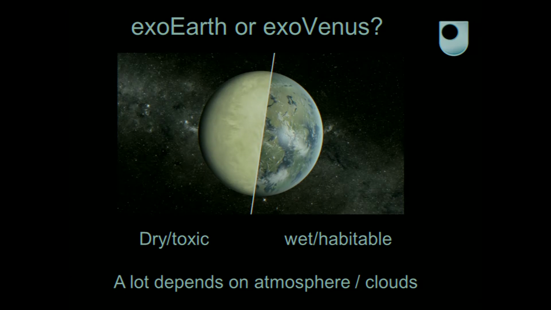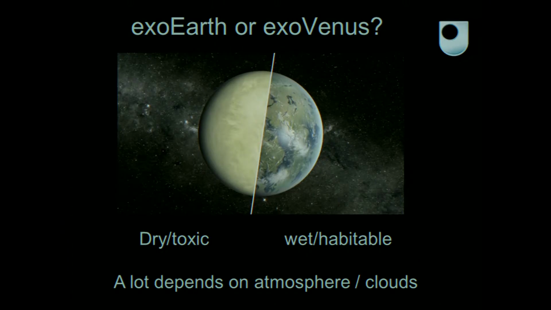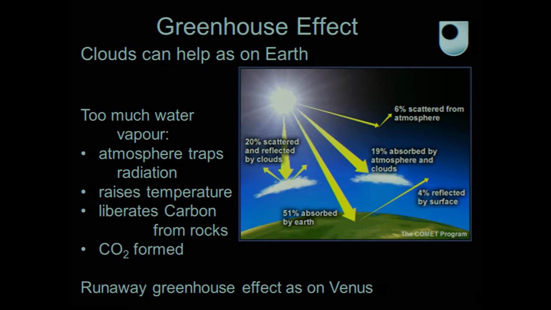But it's more complicated than that. You can't just put the planet in the habitable zone and say it's going to be a habitable planet. It's much more complex than that. And as we know from our own solar system, the difference between Earth and Venus is dramatic. A lot depends on the atmosphere and the clouds, whether you have a dry and toxic environment like Venus or a wet, habitable environment like the Earth.